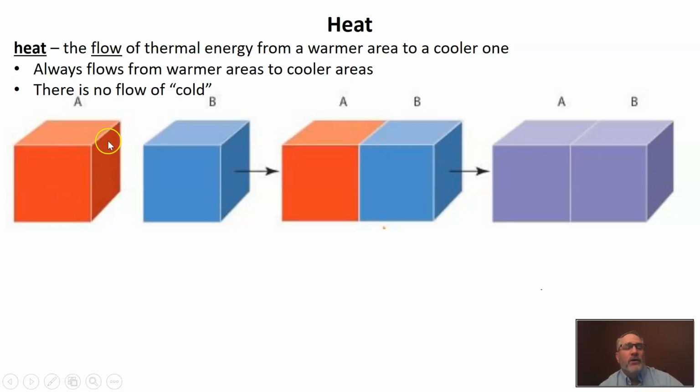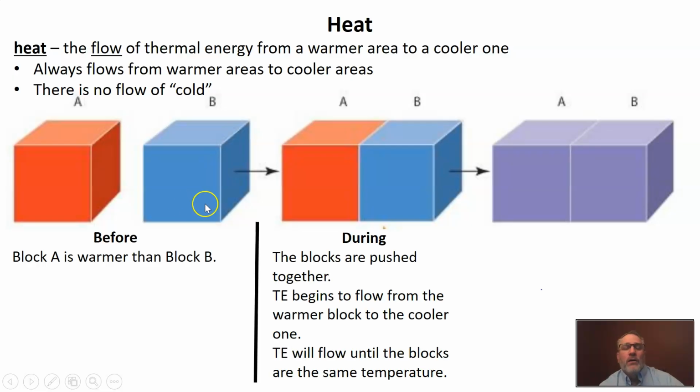So here we have cube A and cube B. Cube A is going to be much warmer, that's why it's red, than cube B. So let's suppose that I push these two cubes together or move them very close together. When I put A and B together, thermal energy is going to begin to flow out of this warmer cube, remember, always from warmer to cooler, into this cooler cube. And that's going to happen.